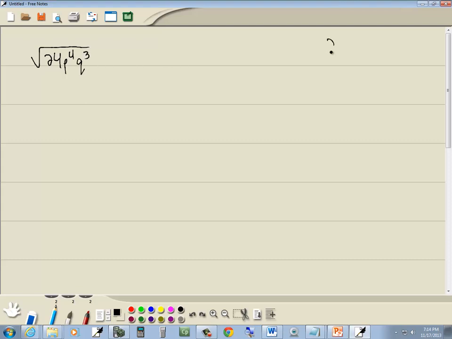Okay, let's look at the prime factorization of 24 first. Start with my first prime, which is 2. It is divisible by 2: 2 times 12. 2 is prime, so I circle it. 12, I'm still on my first prime, which is 2, and it's divisible by 2. 2 times 6. 2 is prime, so we circle it. And 6 is 2 times 3. Both of those are prime, so I circle both of those.